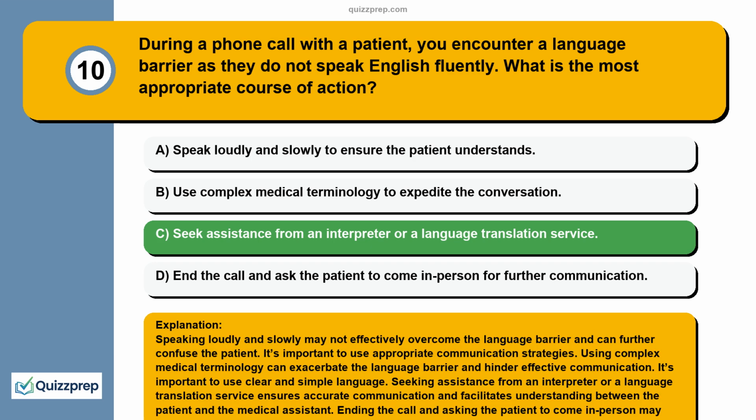Speaking loudly and slowly may not effectively overcome the language barrier and can further confuse the patient. It's important to use appropriate communication strategies. Using complex medical terminology can exacerbate the language barrier and hinder effective communication. It's important to use clear and simple language. Seeking assistance from an interpreter or a language translation service ensures accurate communication and facilitates understanding between the patient and the medical assistant. Ending the call and asking the patient to come in person may inconvenience the patient and delay necessary communication. Exploring alternative communication methods is preferred.